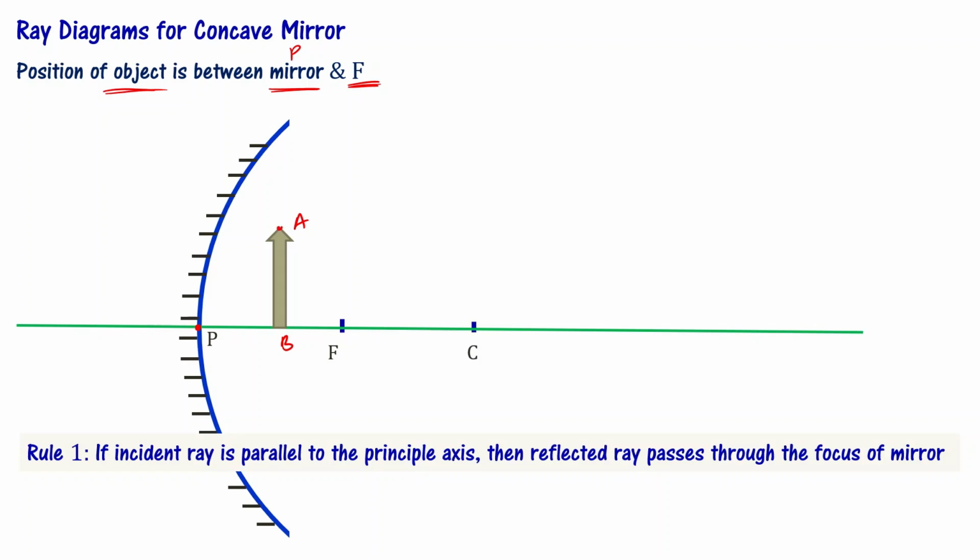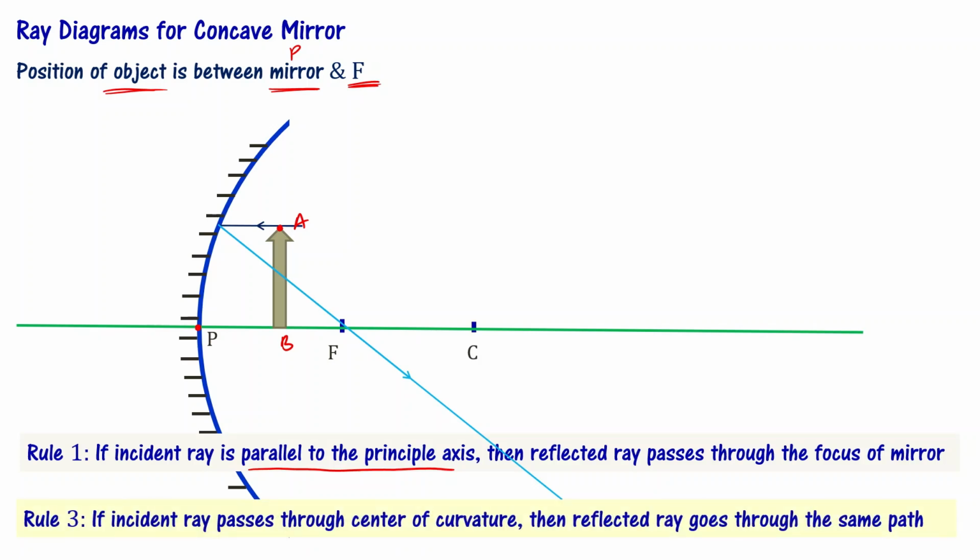let me call this object AB. I want to mark where A is going to be in the image, right? For that I am going to draw two rays from point A, and the first ray is going to be parallel to the principal axis and then it is going to reflect such that it passes through focus. Now I have to draw the second ray from point A. For that I am going to use rule number 3.